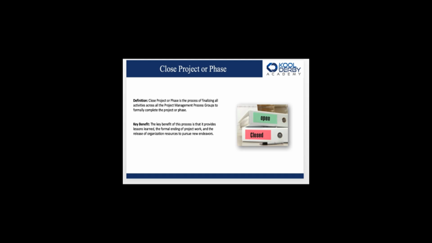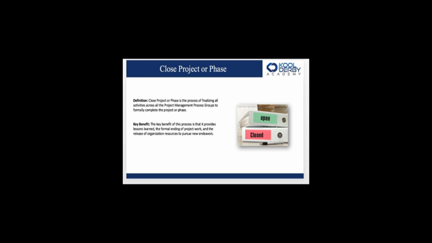All right, so here's a definition of closed project or phase. Closed project or phase is the process of finalizing all activities. So there are many project management activities across the PMBOK that are discussed in the PMBOK, the Project Management Body of Knowledge. And the focus is on closing or finalizing the project management process groups. What are they? Initiating, planning, executing, monitoring, controlling, and closing. These are the 5 process groups.